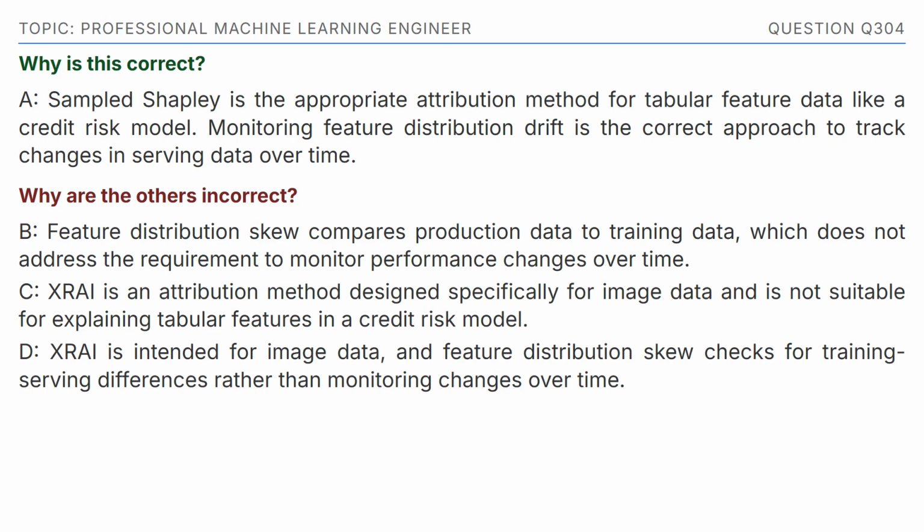Why are the others incorrect? B. Feature distribution skew compares production data to training data, which does not address the requirement to monitor performance changes over time. C. XRAI is an attribution method designed specifically for image data and is not suitable for explaining tabular features in a credit risk model. D. XRAI is intended for image data, and feature distribution skew checks for training serving differences rather than monitoring changes over time.